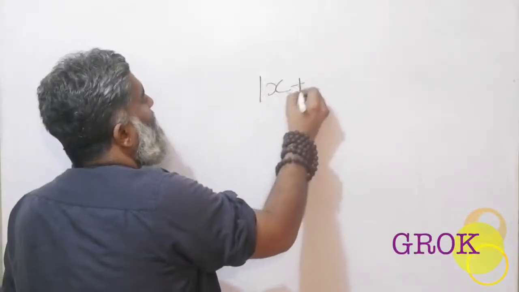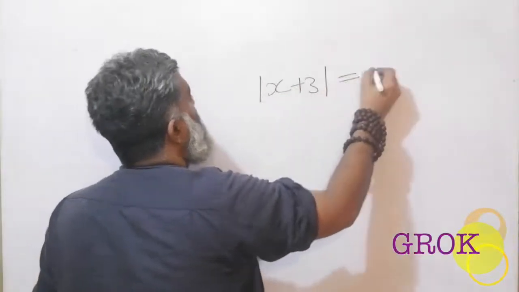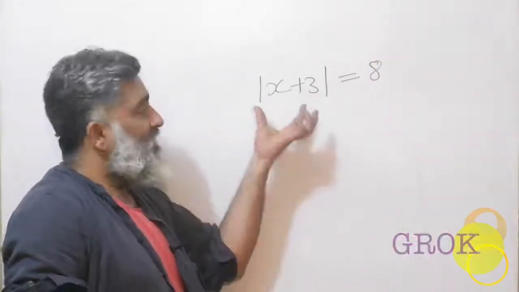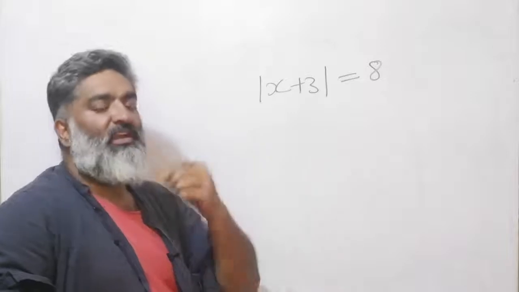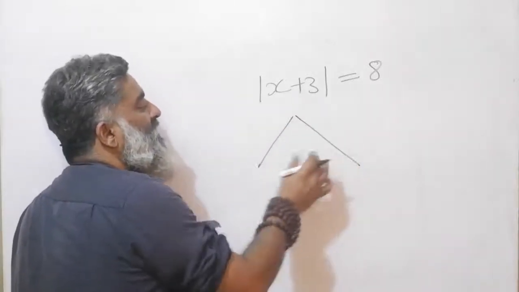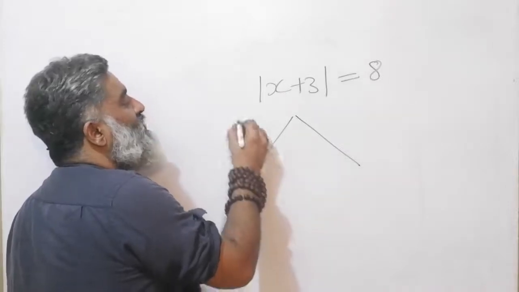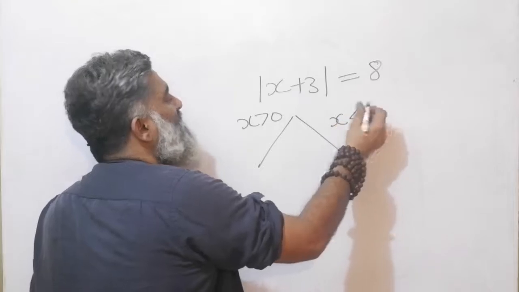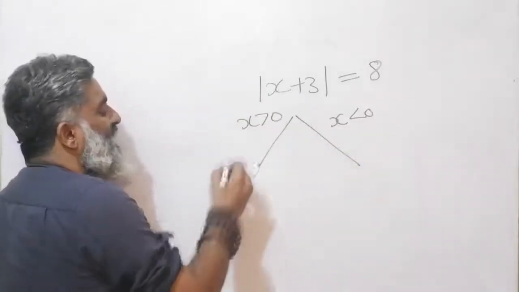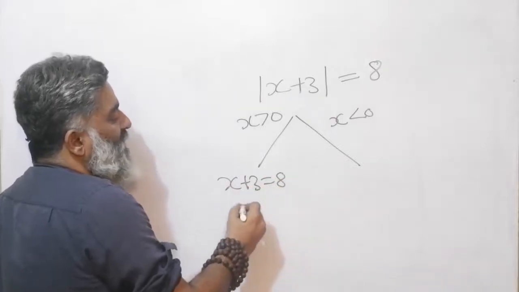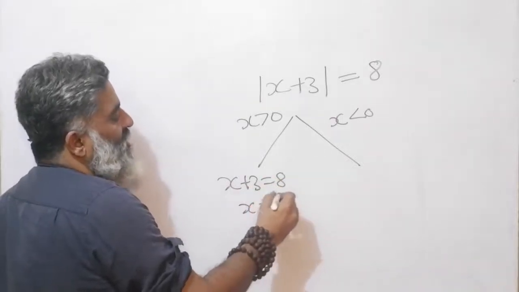So what if I have a story like this, mod of x plus 3 is equal to 8. Now at such a step we have to pay a little extra attention, because the beginner level mistake will be to say there are two stories. One story is when x is positive and the other story is when x is negative. When x is positive, you will just write it like this, that means mod of x plus 3 is equal to 8, and you will get x is equal to 5.